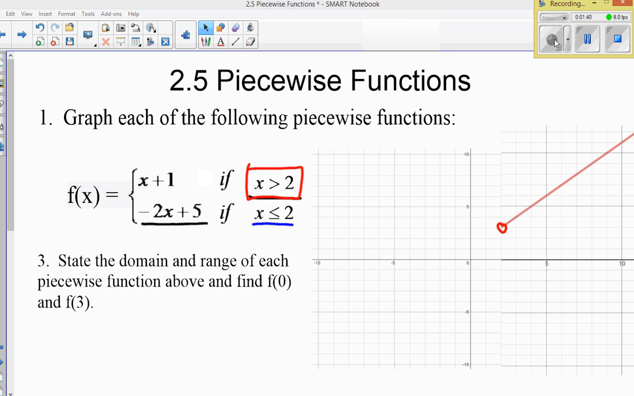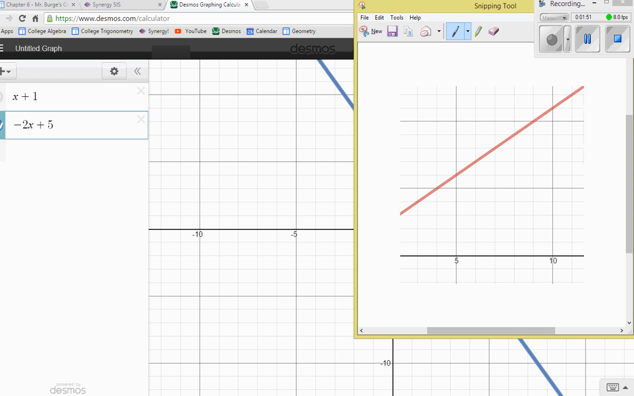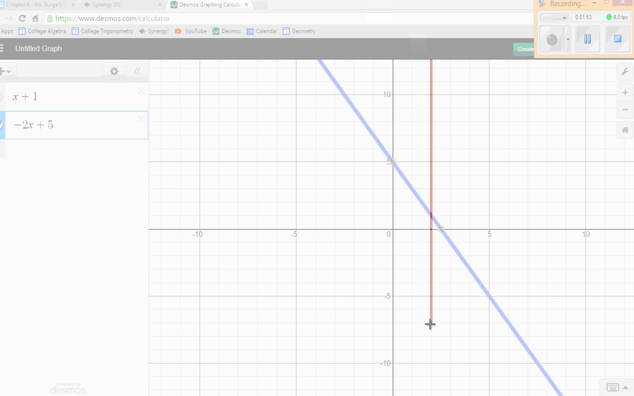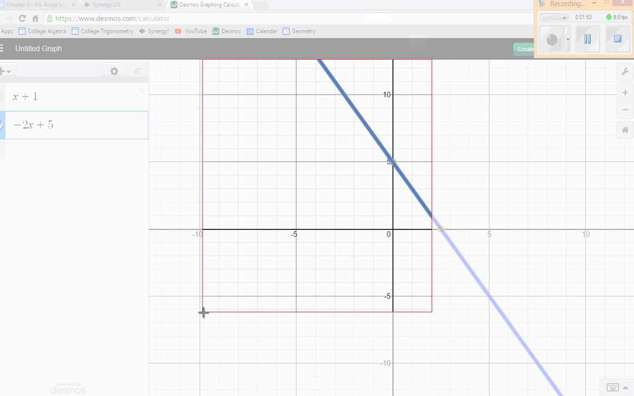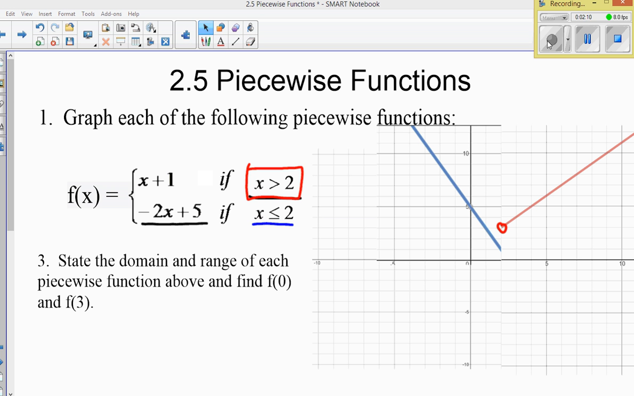So I'm going to go ahead and use Desmos to help us out here, and I'm just going to graph that function, negative 2x plus 5, and I'm going to take a snippet from 2, and everything less than that is going to be defined now by this function in blue, negative 2x plus 5. Okay, so now that I have that graph, I overlay this graph for all values less than or equal to 2. So these are going to go off like this.